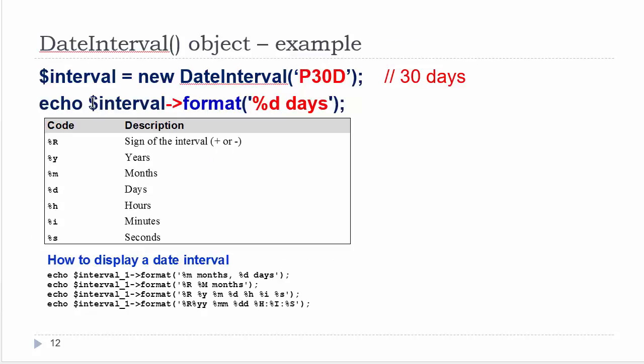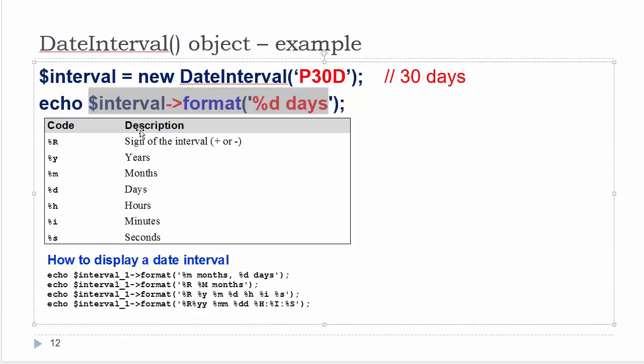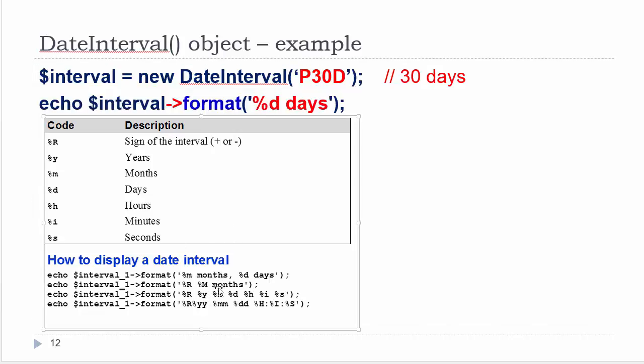Now if I wanted to format this, I have the object storing the value in this variable, and I can format this. So here we have the formatting codes that DateInterval works with. And there are many combinations, as you can see, for formatting an interval. And what it's going to do is essentially tell you how many days or how many months, how many hours and seconds. It's not going to tell you how many weeks.